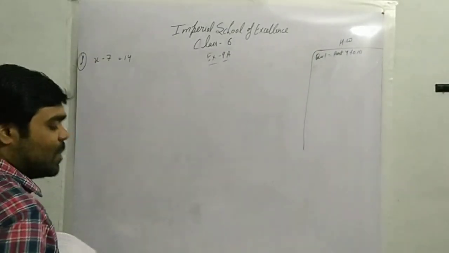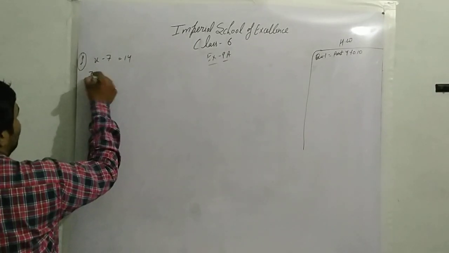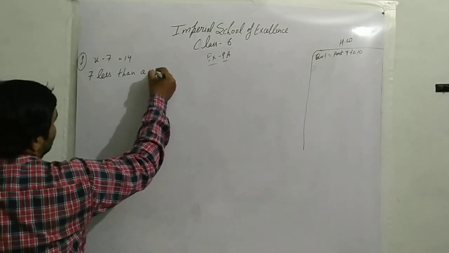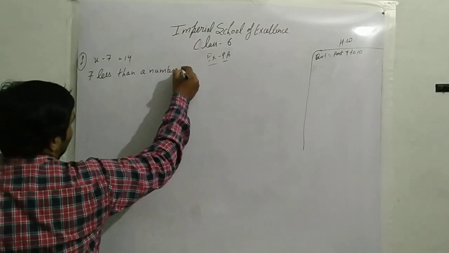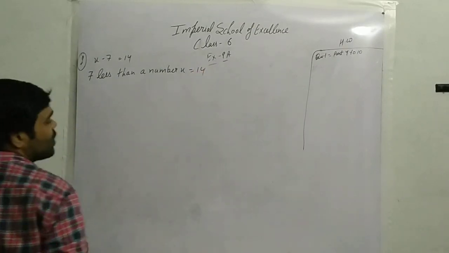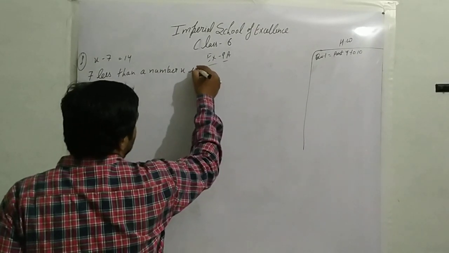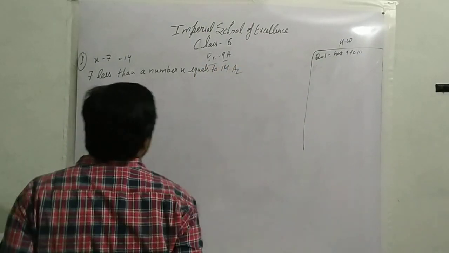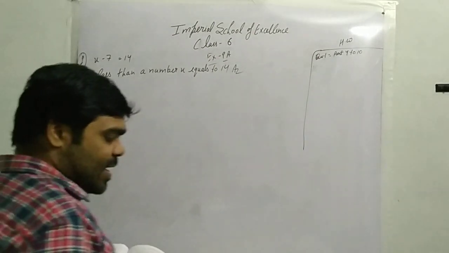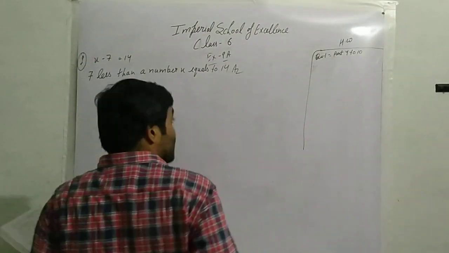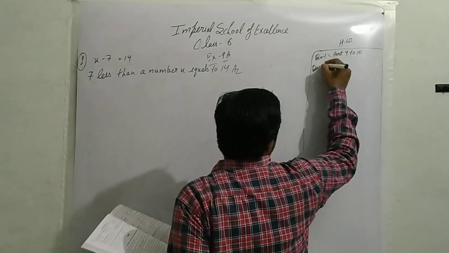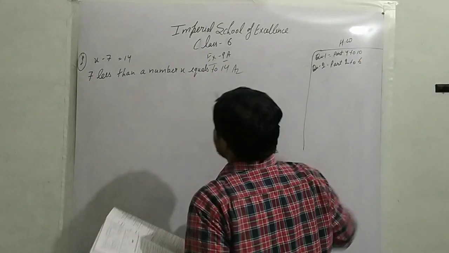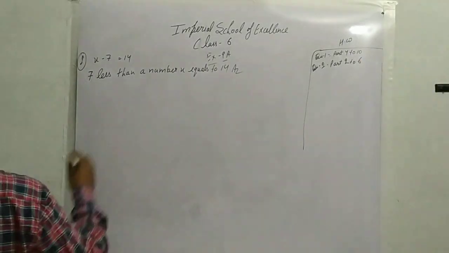7 less than a number x equals 14. This is your answer. You have to write the statement here, and the equation is given to you. In this question number 2, parts 2 to 6 you have to do. Now let's come to question number 3.